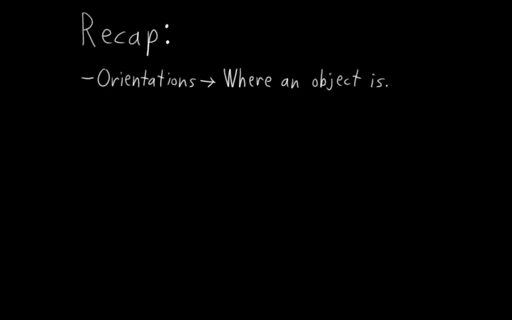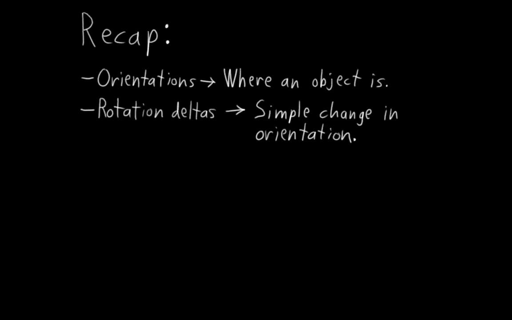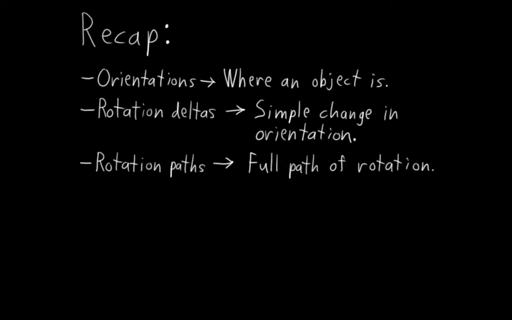So, to recap, orientations are where an object is. Rotation deltas are a simple difference or change in orientation, and rotation paths are a full recorded path of how an object rotated to where it is.